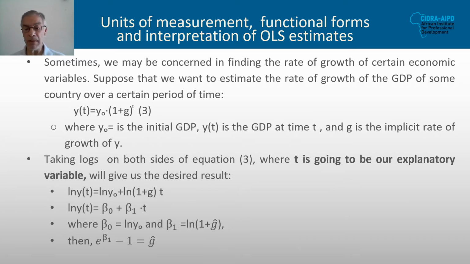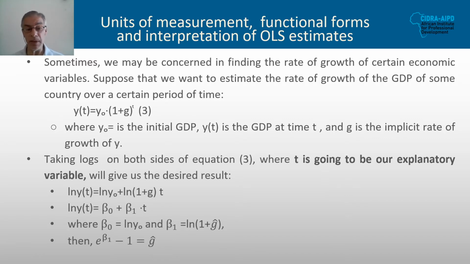Sometimes we might be interested in finding the rate of growth of certain economic variables. Take a look at equation 3. Suppose that we want to estimate the rate of growth of the GDP of a certain country during a certain period of time. We are going to have our y sub t, that is the GDP at time t, y sub 0, that represents GDP at time 0, and then we have our g value, that is our implicit rate of growth that we have to calculate.